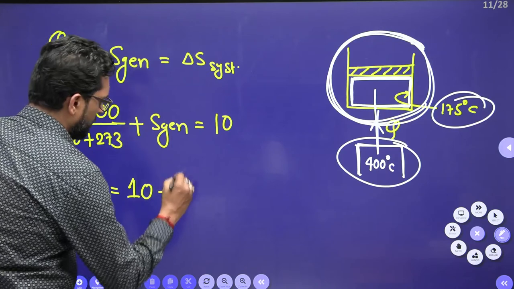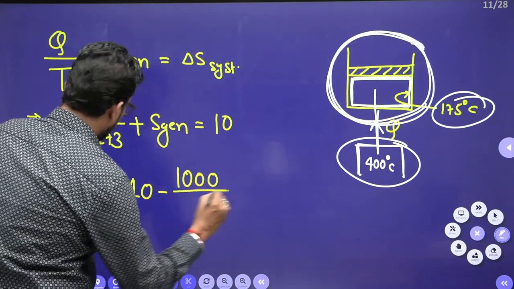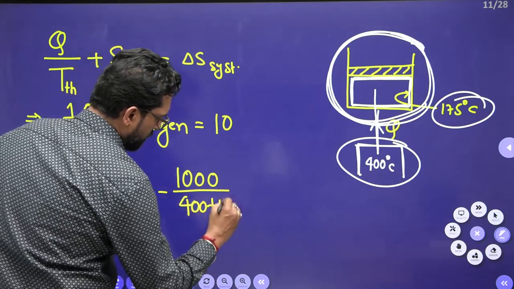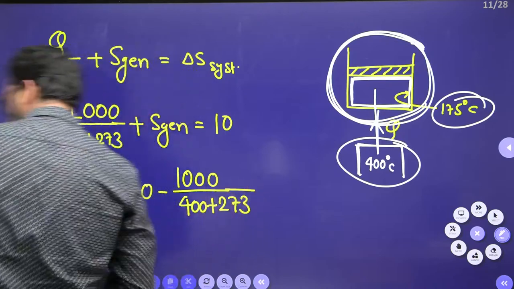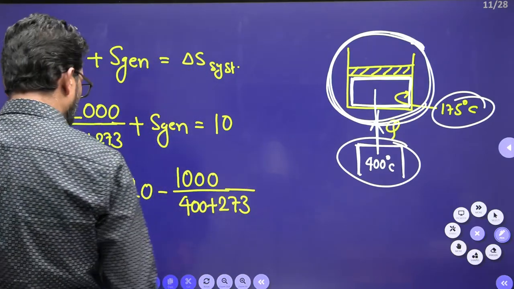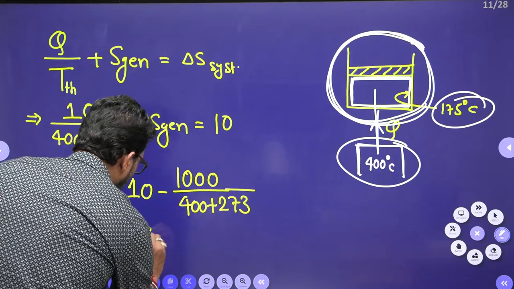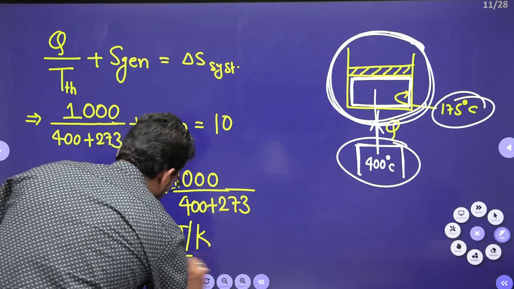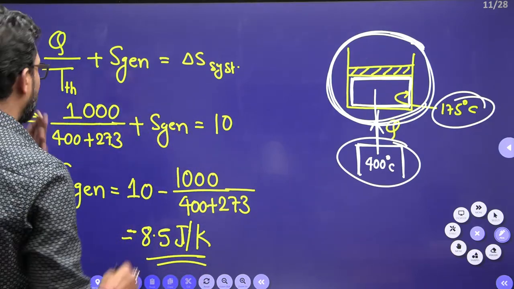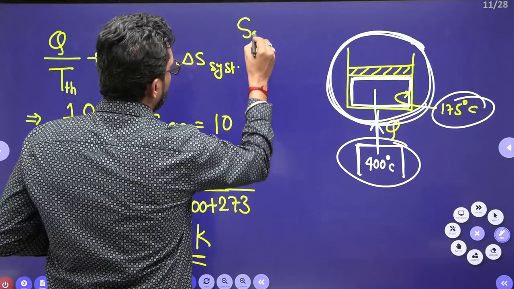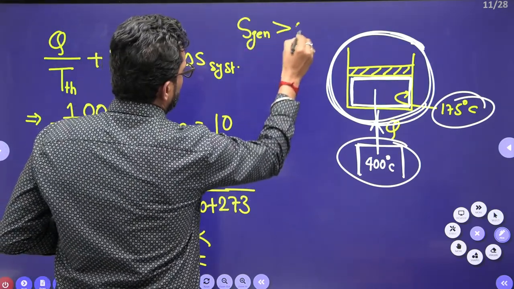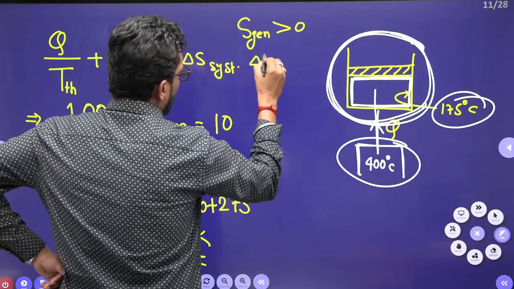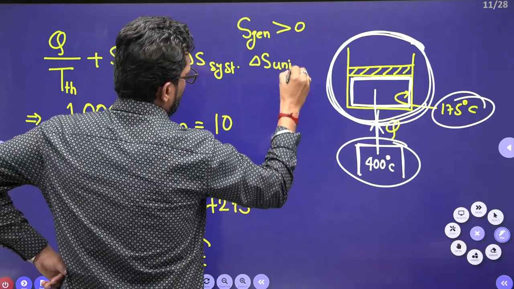10 minus 1000 divided by 400 plus 273. So this is your 8.5 joule per kelvin. This is your entropy generation, and this generation is greater than 0. That means, beta, this is your delta S of universe is greater than 0.